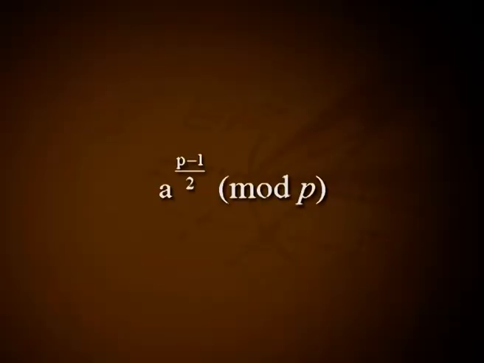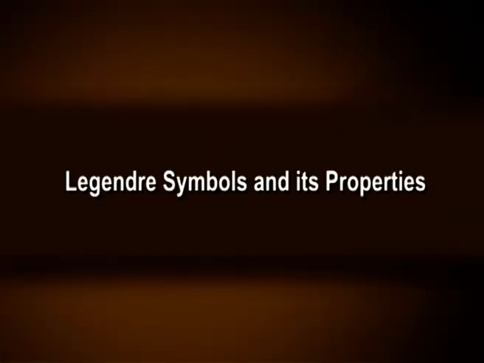Euler's criterion helps us determine which quadratic congruences x squared congruent to a mod p have a solution, but it is not practical when p is large due to heavy calculation, since we need to compute a raised to (p minus 1) by 2 mod p.